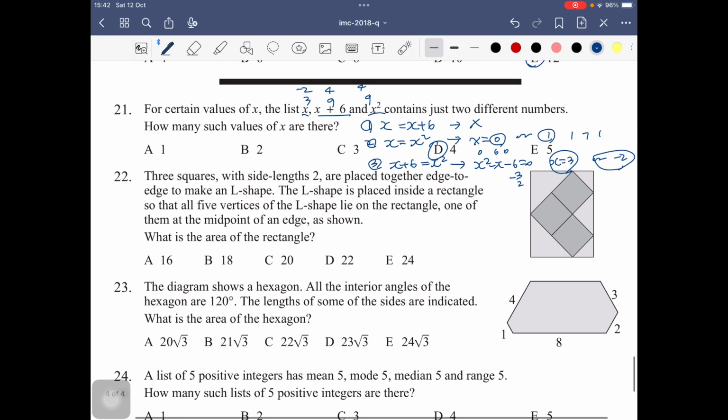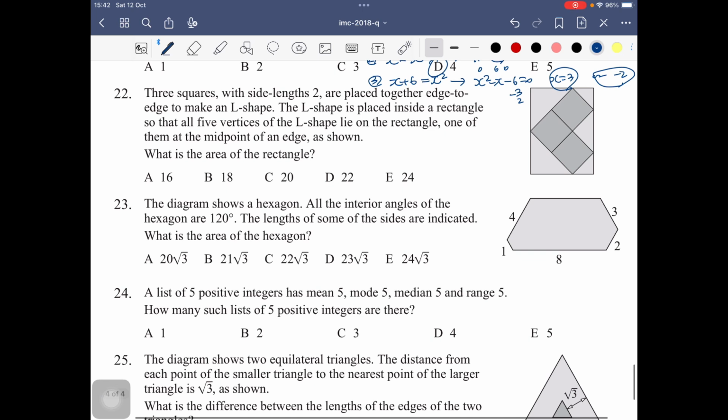Number 22: 3 squares, side length 2, L shape. All 5 vertices are on the rectangle, with one midpoint at the edge. Okay, so what is the area of the rectangle? So this side length is 2 and 2. So we know this is 2 square root of 2 and 2 square root of 2.